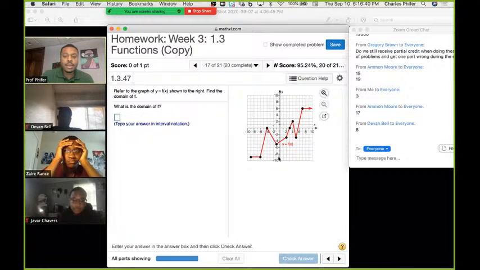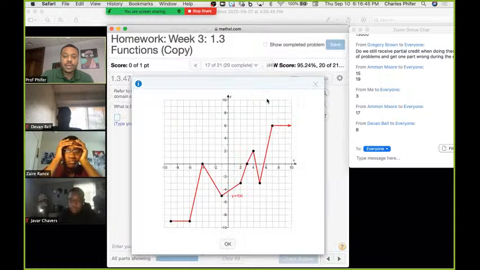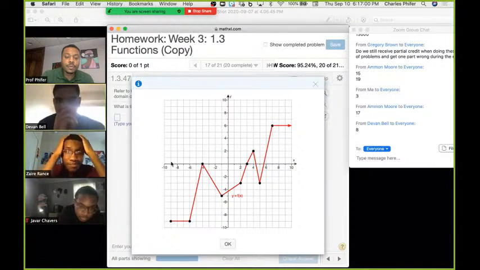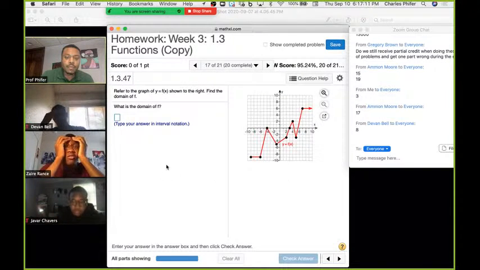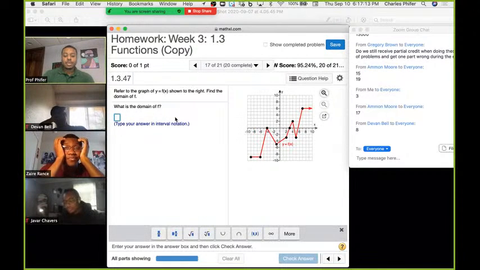The domain, right? So the domain is the very left to the very right. So the far left, what's the far left here? Negative 9, right? The far left is negative 9. How far right does the graph go? Infinity. So we said negative 9 to infinity, in interval notation.